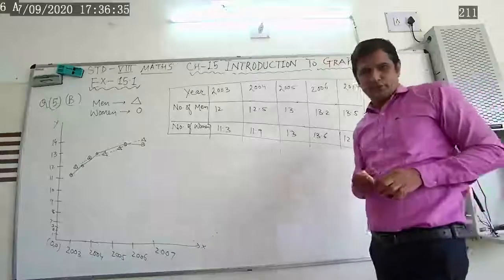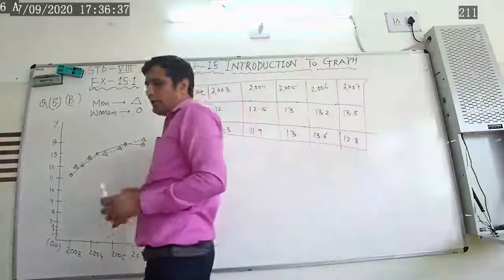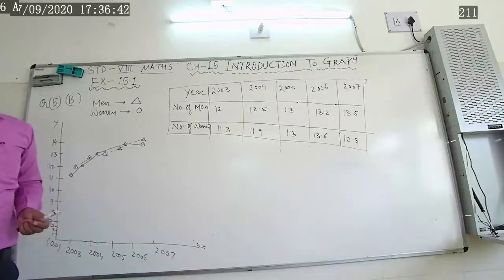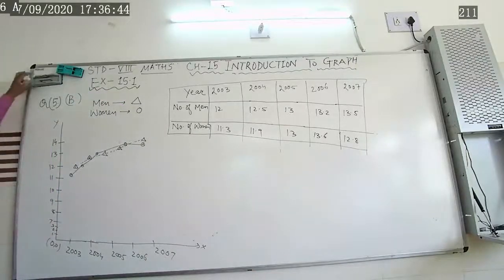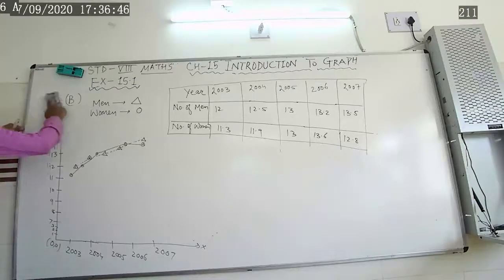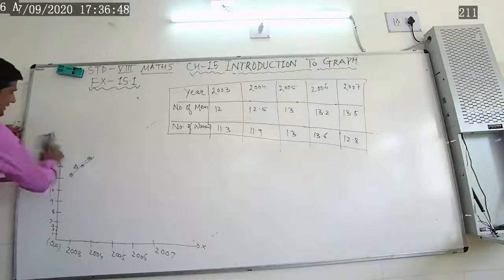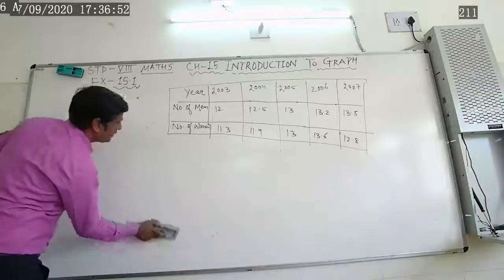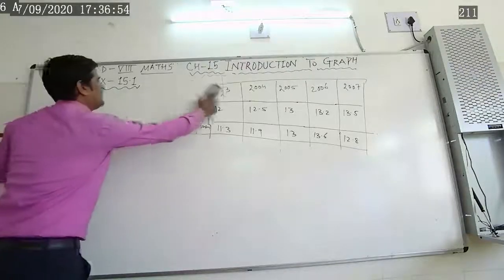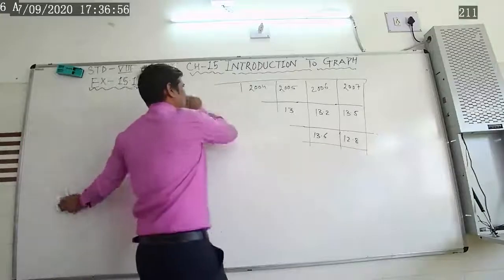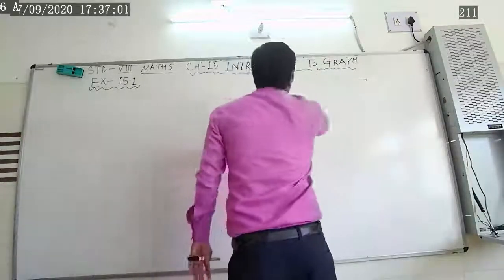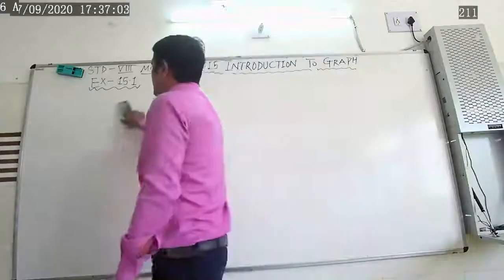Now the remaining questions which are already drawn in the textbook, you can plot the points on graph paper. Clear? So this covers our 15.1. This is the end of the 15.1 exercise. Clear? Thereafter, in the next session we will do 15.2. Till then, bye.